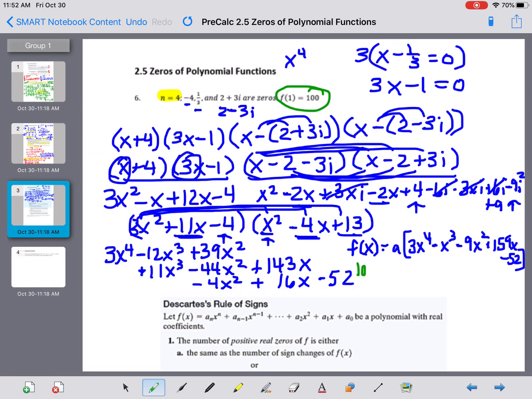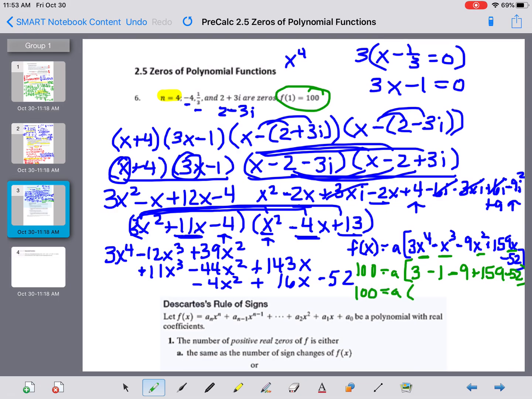So I'm replacing this with 100. I'm trying to plug in here. If you're okay with this, I'm going to try to do as much math as I can. Because x is 1, there's not a whole lot here. So 1 to the 4th is 1 times 3 is 3. 1 cubed is 1, so I get minus 1. 1 squared is 1 times 9 is minus 9. 159 times 1 is going to be 159. And then I still have this minus 52. So that gives me 100 equals A.